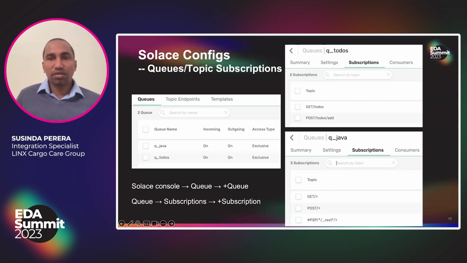In our solution, we have queue to-dos, which is subscribed to get and post topics, and queue Java is subscribed to get, post, and the special P2P topic starting with slash hash character. This P2P topic is the topic where Solace gets the response back from the REST applications.